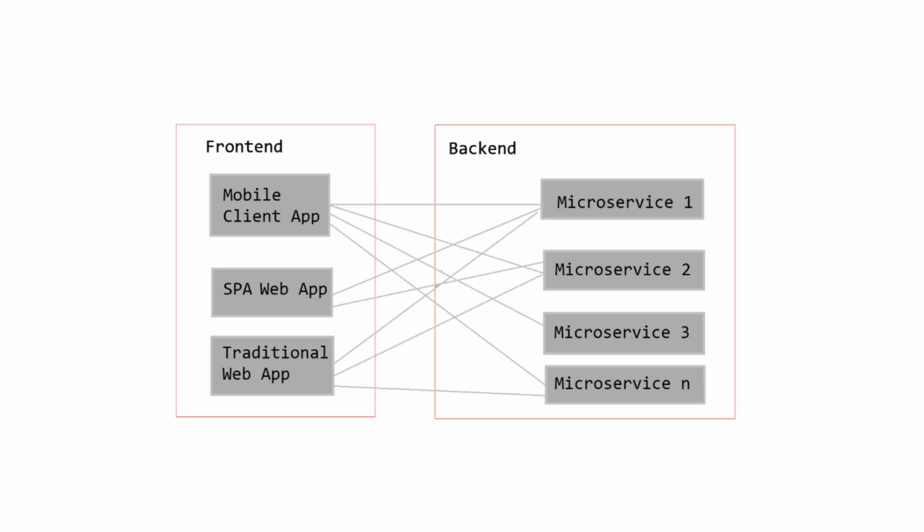Let's start with a sample application where we have a set of microservices on the back end and a set of client applications in the front end. The client can be a mobile client application or a single page application or a traditional web application. So whenever a user accesses this client application, the client application just queries one or more microservices, gets back the data, and then presents it to the user. It's the client's responsibility to get the data from multiple microservices and then aggregate the result and just give it to the user. So this is how a normal application works.